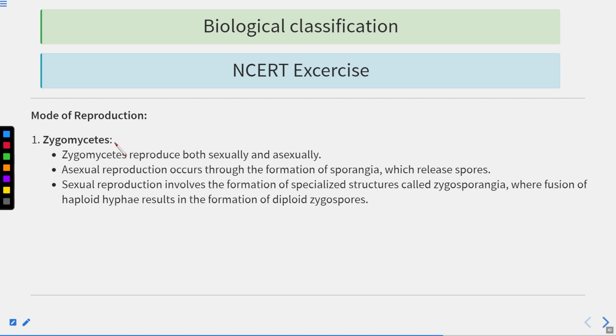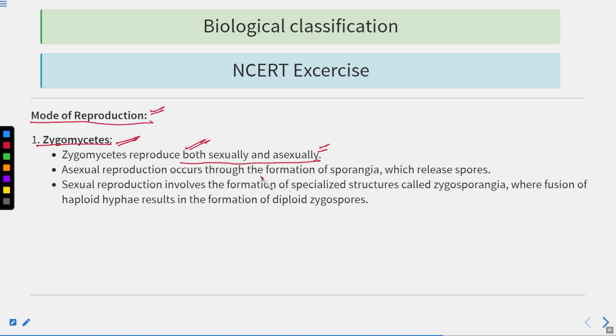Now, the mode of reproduction. We have seen the four different classes showing the mode of nutrition. Now let us see what type of reproduction they are showing. So the first one is the zygomycetes. Zygomycetes reproduce both sexually as well as asexually. So both methods we can see in the case of zygomycetes.